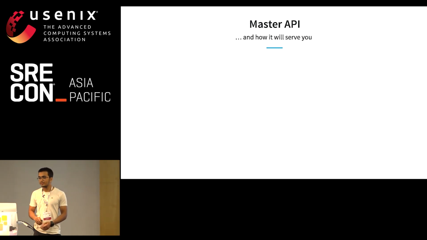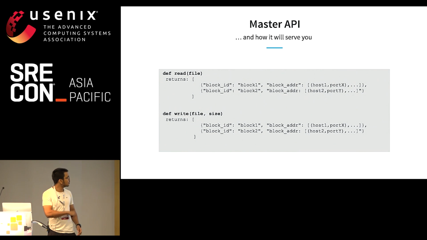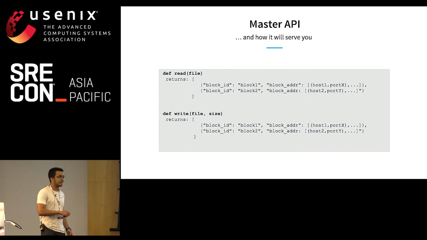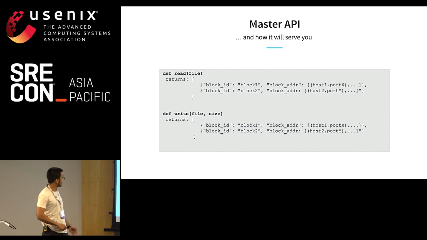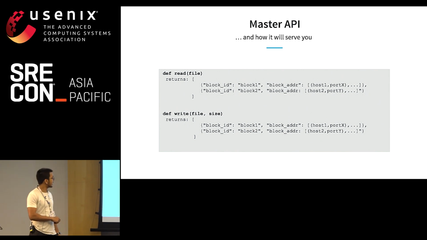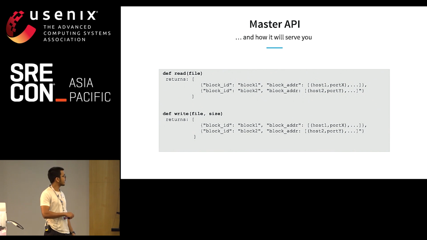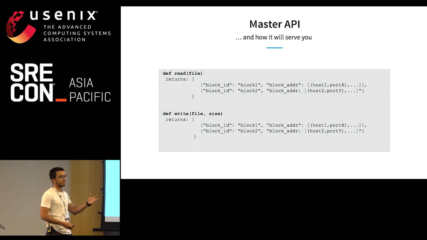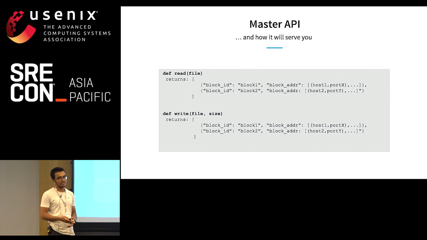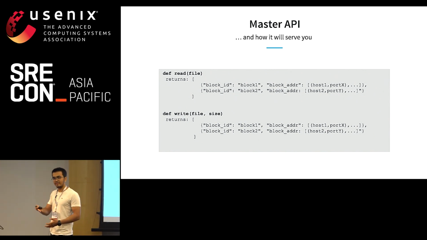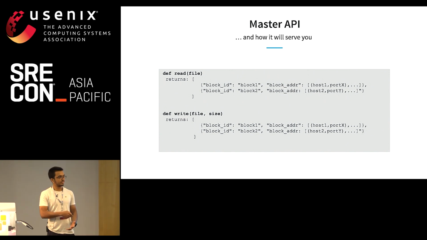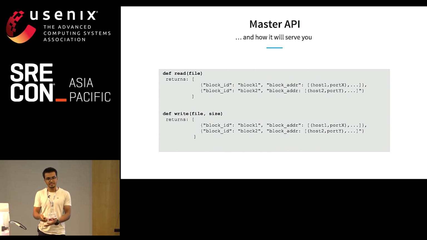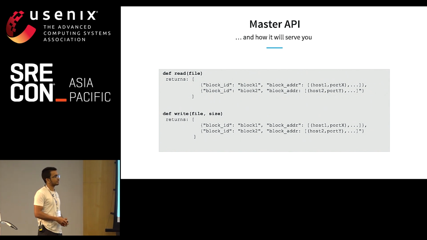Let's take a look at the API. How will it look? The master will have two functions, read and write. For read, you just give a file, and what does it return? Fantastic blocks, and where to find them. That is, a list of blocks and where they are located. In the case of write, along with the file, it will take a size. Why size? Because what the master does is, given a file, it divides it into blocks, and those blocks have to be placed somewhere. So to divide it into blocks, it needs the size. It will do the allocation using whatever logic it uses. In this case, it happens to be random, and the response would be somewhat similar.